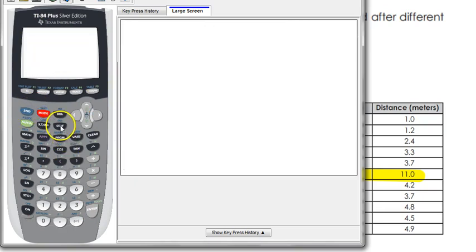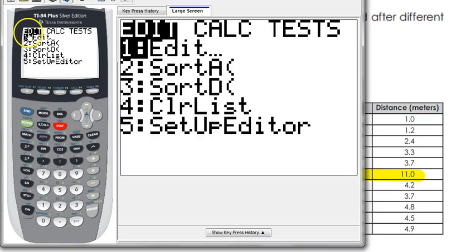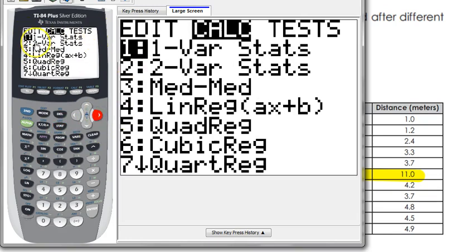Let's go back to that stat button. Now if we go to calc, we have a lot of things in here. And if we just look at one variable stats, that's what we're going to look at. One variable as in we're just going to take a look at the time alone or the distance alone. We're not going to look at both of them at the same time. So that's exactly what we want.